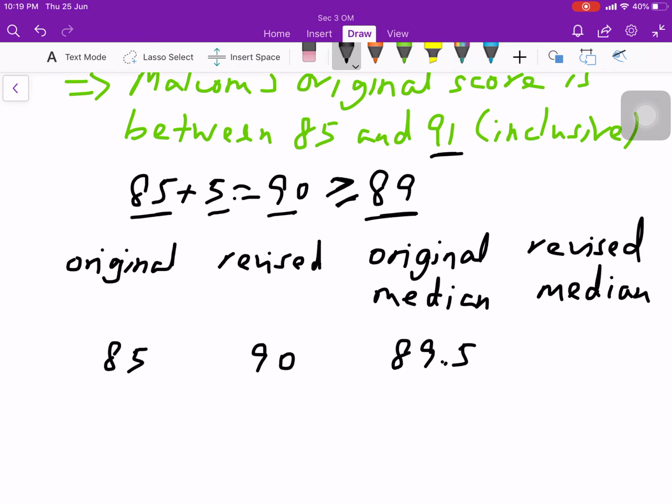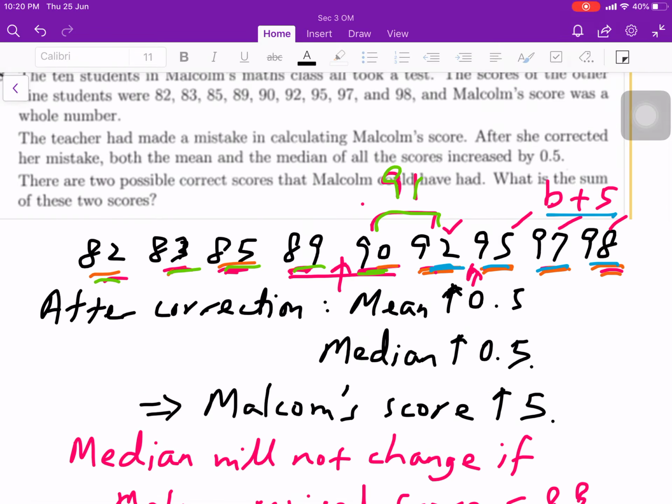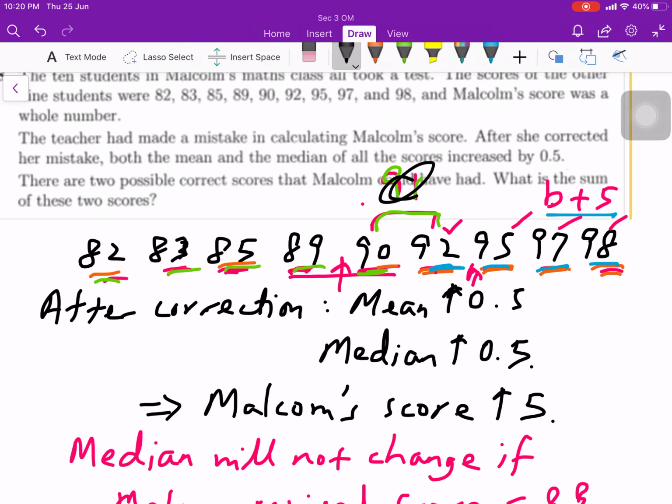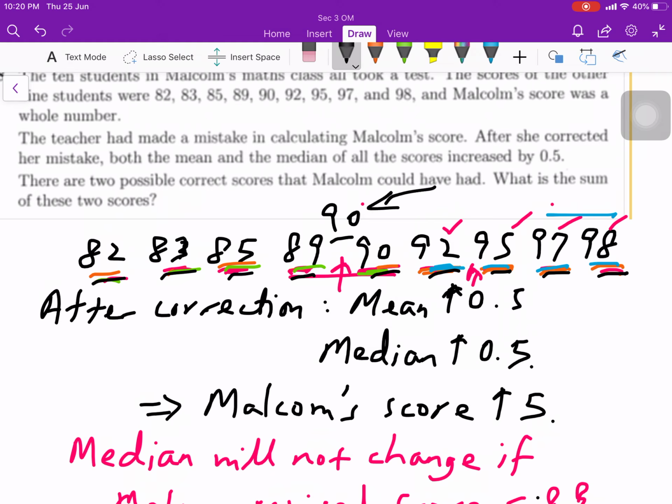90.5. Then in this case, can you see that if your revised score is 90, then the revised median will be 90? Understand? Because if you put in this 90, can you see that this part here? If your revised score is 90, isn't the median 90? Because 1, 2, 3, 4, 5, 1, 2, 3, 4, 5. Therefore 90 plus 90 divided by 2, the median is 90. That means the median is 90, right? Then can you see that therefore this is correct.